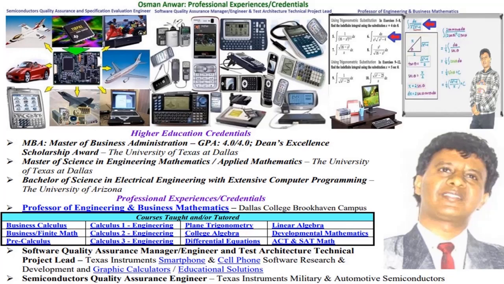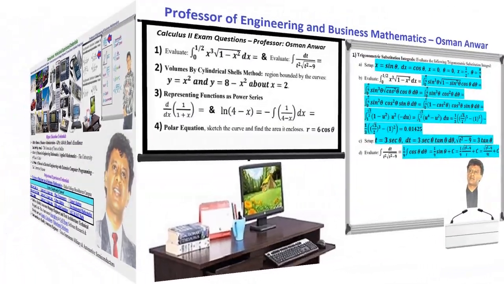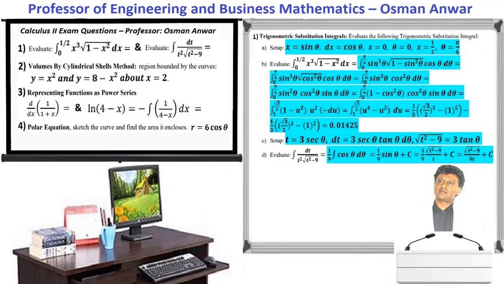I have some examples of calculus 2. The first example is trig substitution, where the substitution is x equals sine theta, dx is cosine theta d theta, and this is used to solve this integration from 0 to 1/2 of x cubed square root of 1 minus x squared dx. When you do the trig substitution as x equals sine theta and dx equals cosine theta d theta, then you will end up solving this integration.